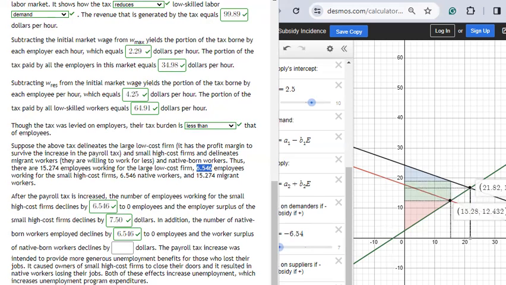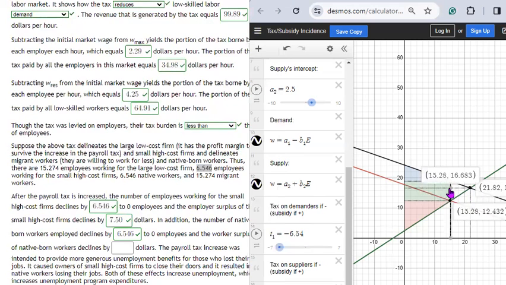So now we've got to calculate the area of this triangle, because this is the loss in worker surplus of native-born workers. This is what their worker surplus was prior to the tax, right? Native-born workers' surplus prior to the tax was this triangle here, the white one. The tax results in this being a loss, right? This whole thing is the loss in surplus to native-born workers, right?